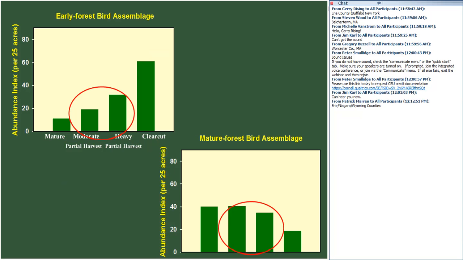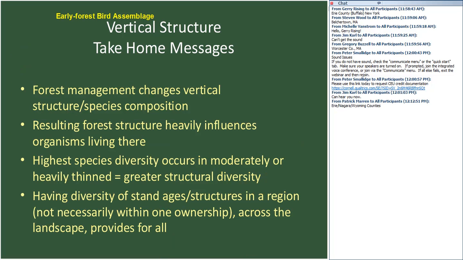And that's because, going back to the vertical structure, with those two condition categories, you're maintaining some of the canopy layer, but you're also letting light in and encouraging those other layers to form. So that's where your greatest diversity of birds might be found. In an early, clear-cut condition, though, you would have a greater abundance of those early forest birds, and maybe, in more closed canopy conditions, you might have a greater abundance overall of the mature forest birds. But for diversity, kind of a mix is probably better.